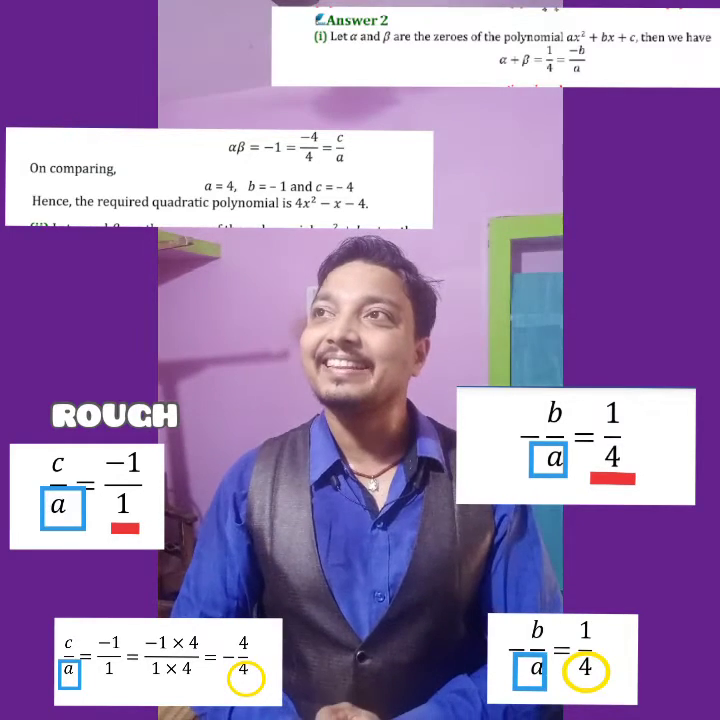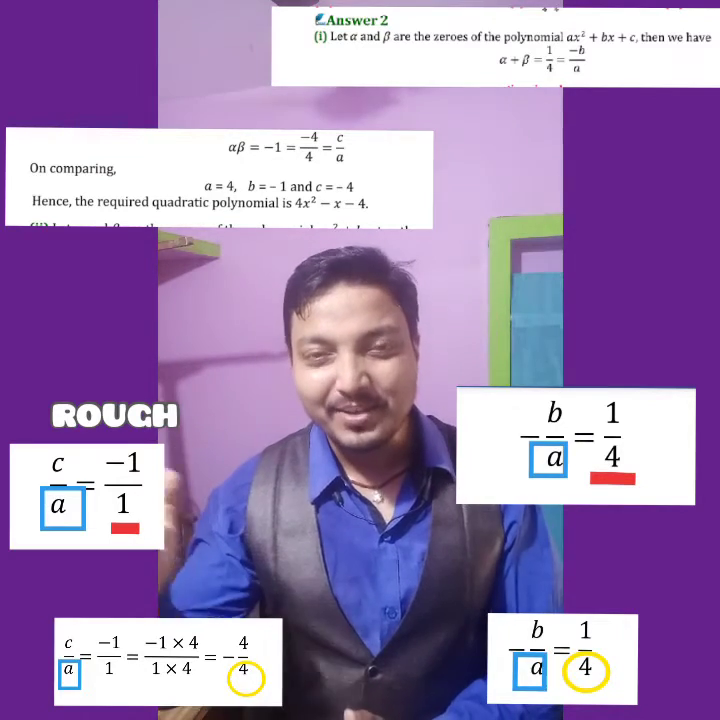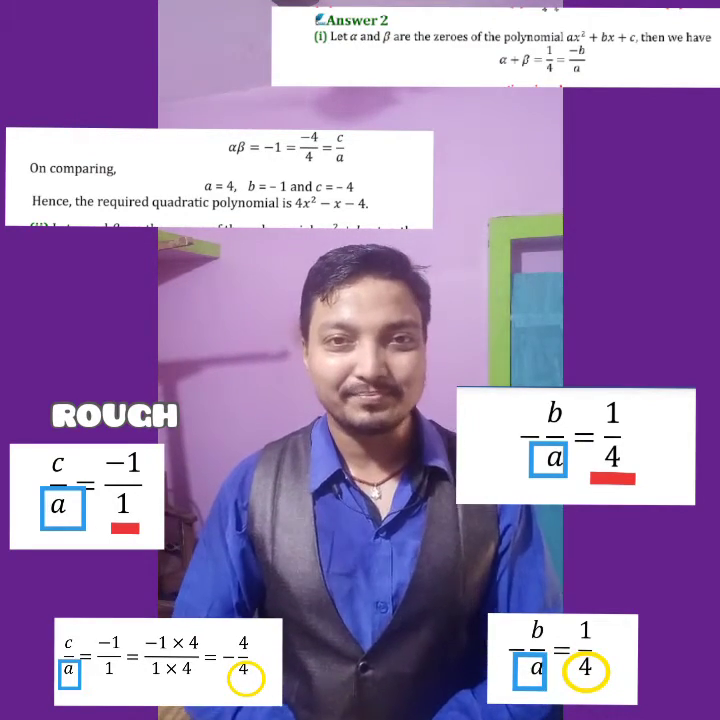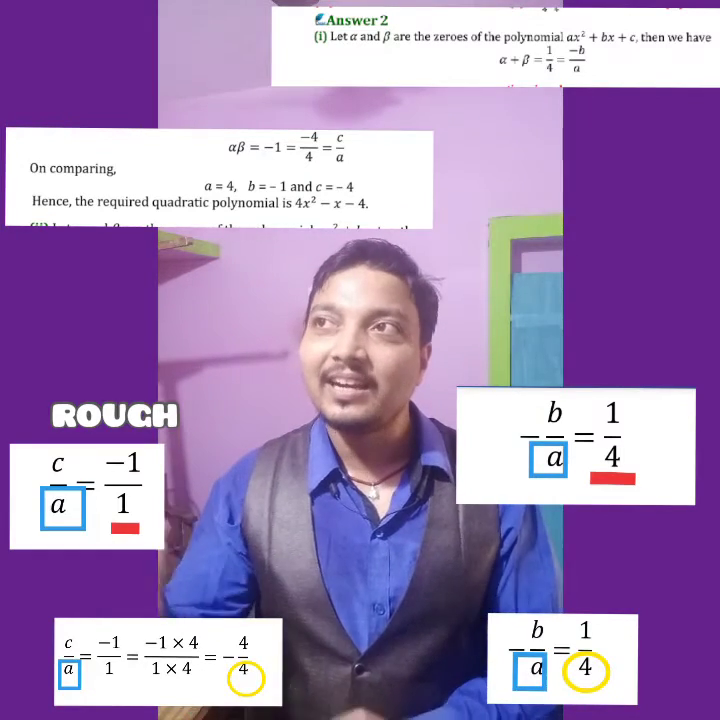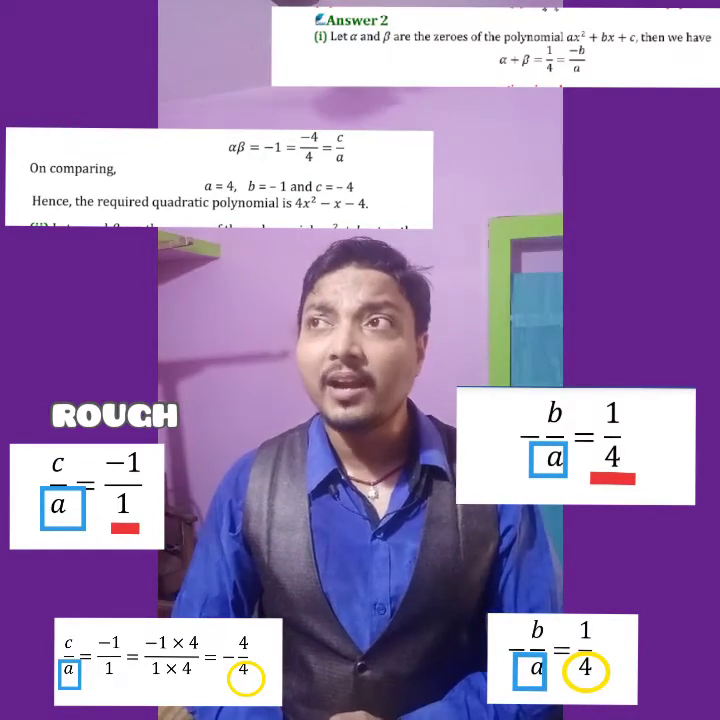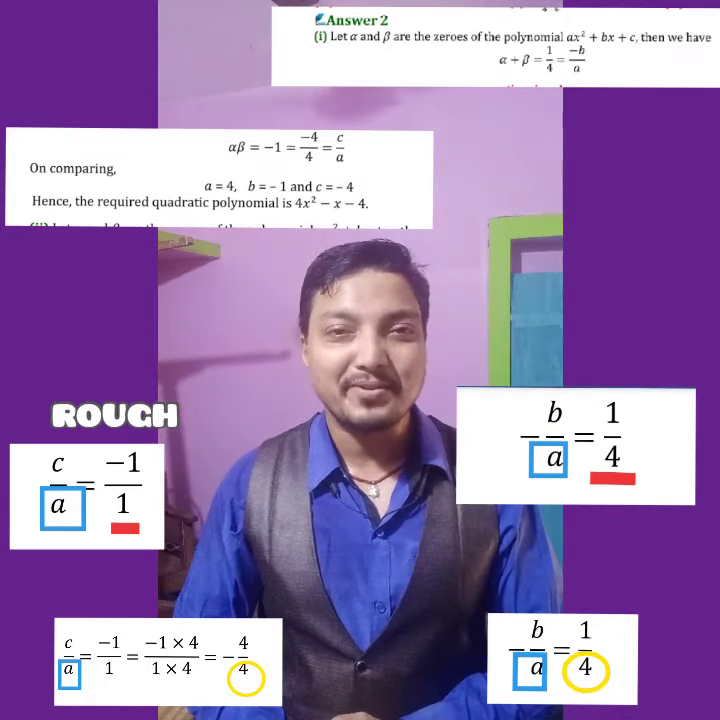Ready? And then on the right side C is matching with minus 4. So the value of C is minus 4. Okay, understood or not understood? So by comparison we got A is equal to 4, B is equal to minus 1 and C is equal to minus 4.